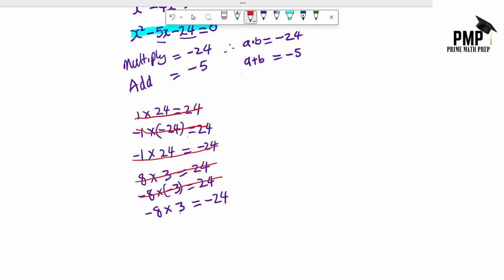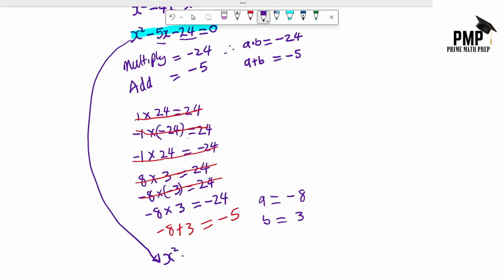Negative 8 plus 3 will give us negative 5. So the two factors that we are looking for are what? Our A equal to negative 8 and our B equal to 3. So therefore, in solving this equation, let's bring it down: x squared minus 5x minus 24 equal to 0.